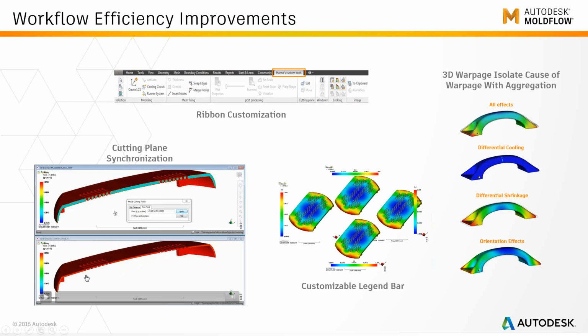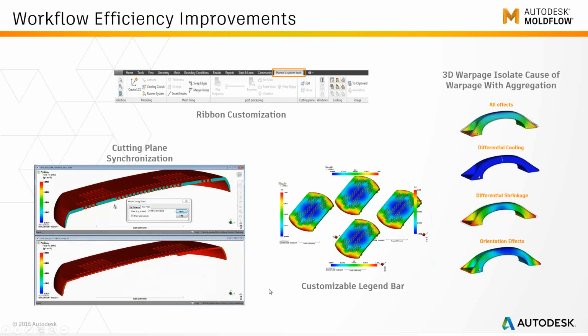Another thing we did this year is, if you have two models open and you lock those, we are now able to synchronize the cutting planes. Particularly in post-processing, this is very useful if you want to make sure that you're looking at the same parts in a clipping, rather than having to build individual clipping planes in the two different windows. Now they are completely synchronized and they will move together if you make adjustments.